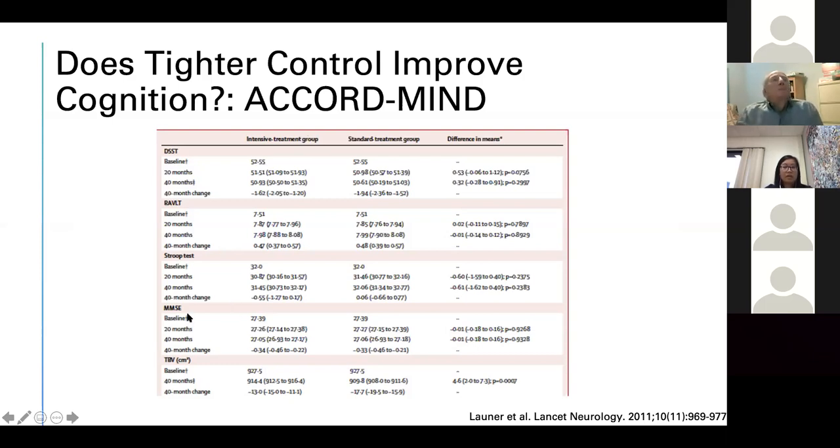So they did the mini mental status exam. The Stroop test was mainly focusing on executive function. The RAVLT was looking at memory, and the DSST was looking at processing speed. And unfortunately, there was no difference. And with other studies looking at medications, there's really no medications that have been shown to improve cognition in patients who have diabetes and cognitive dysfunction.